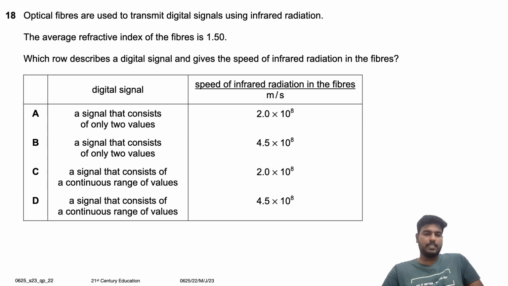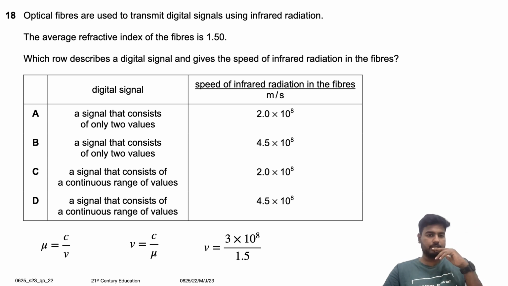We know that the definition of refractive index is speed in air divided by speed in that particular medium, c divided by v. Okay, v is the speed in that particular medium. We know that the speed of the electromagnetic wave in air is 3 into 10 power 8. We have to find the speed of infrared radiation in the fiber, so we are rearranging this equation. The speed of light is 3 into 10 power 8 divided by refractive index 1.5. So it will be 2 into 10 power 8 meter per second.